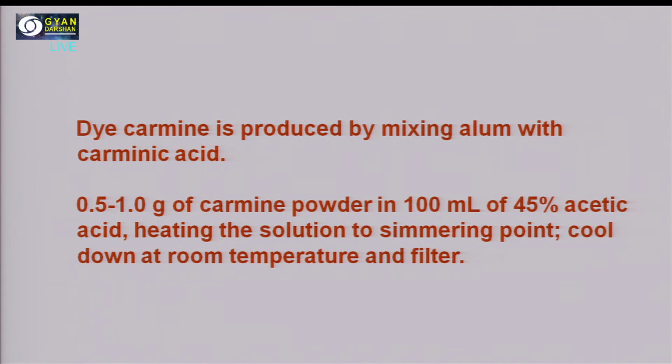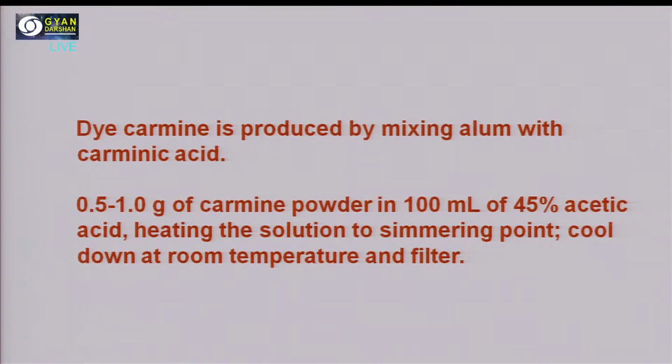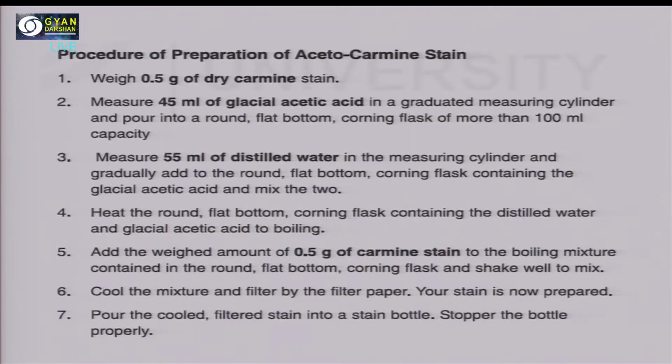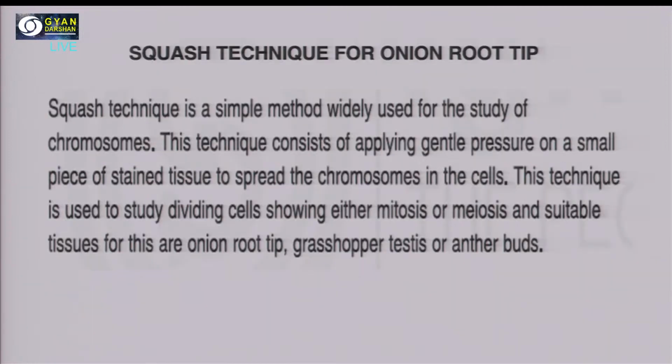So normally what you do in this case, again you measure 0.5 to 1 gram of carmine powder, and then you dissolve it in 100 ml of 45% acetic acid. You heat it to simmering point, cool it, and then you filter it. So in that way, these are the two basic stains which you use in the cytological preparations. Now, when I talk about the cytological preparation, what is the purpose of making the cytological preparation?